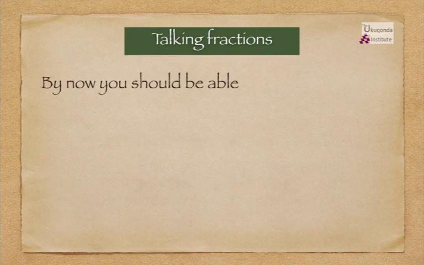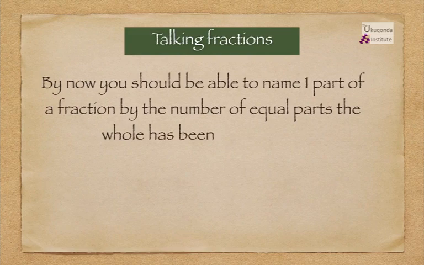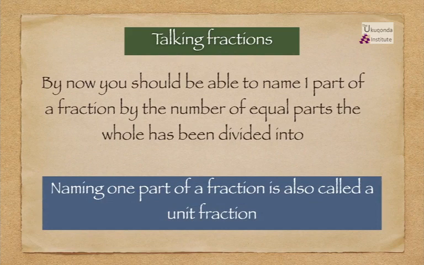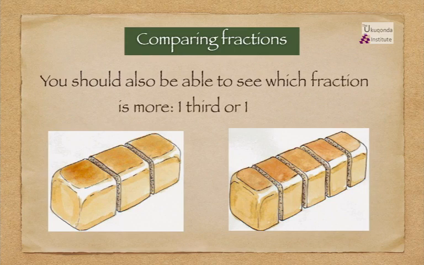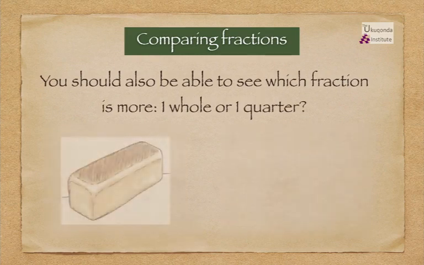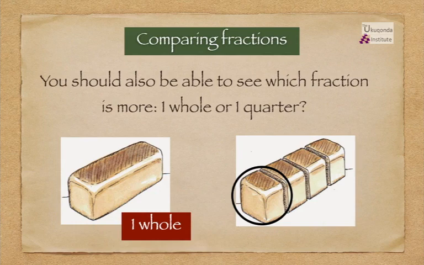By now, you should be able to name one part of a fraction by the number of equal parts the whole has been divided into. Naming one part of a fraction is also called a unit fraction. You should also be able to see which fraction is more, 1/3 or 1/5. Can you see? Yes, 1/3 is a bigger slice than 1/5. What about 1/2 or 1/4? Which would you choose if you were really hungry? For sure, I'd choose the 1/2 because it's far larger than 1/4.